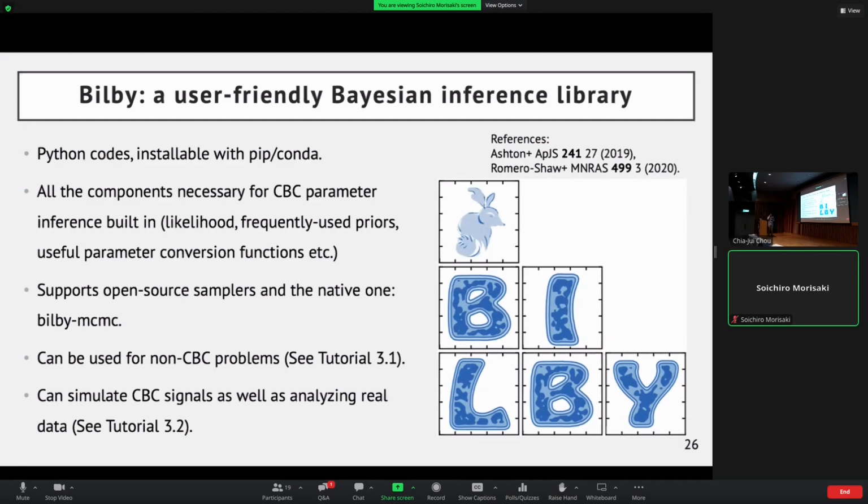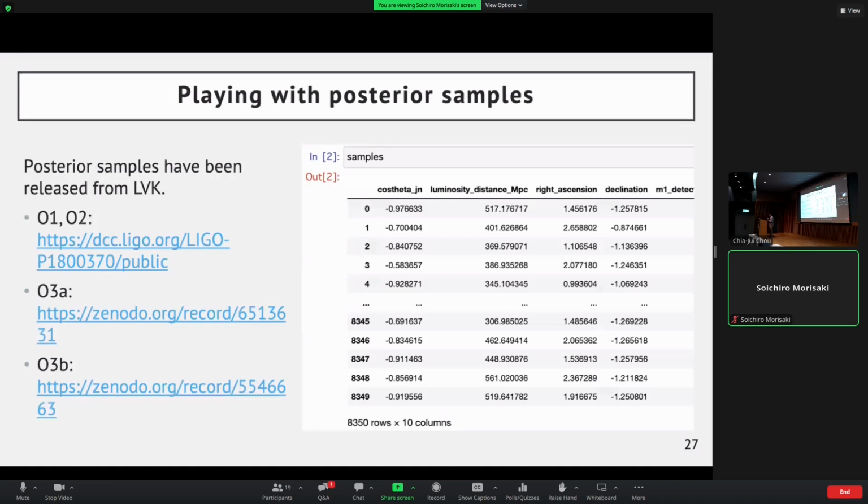And so, BLB is actually written to be applicable for general problems. So in addition to the real CBC signals, you can apply it to general non-CBC problems. And it can also be used to simulate CBC signals and analyze them. And you will learn how to do it with BLB through the tutorial after the lunch break. Okay, so that's it for the background, and you will learn a lot of things in the tutorial.